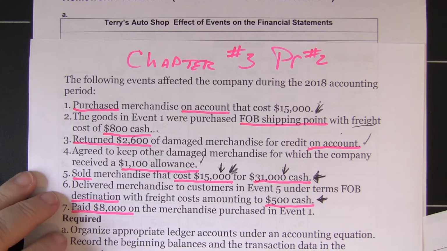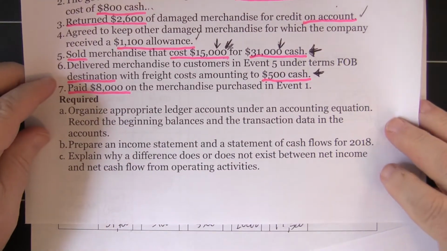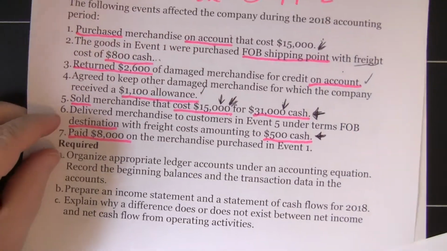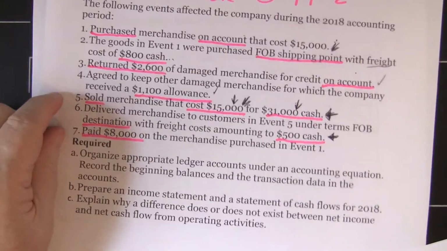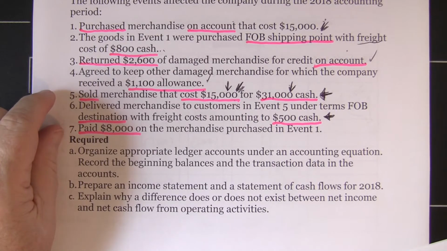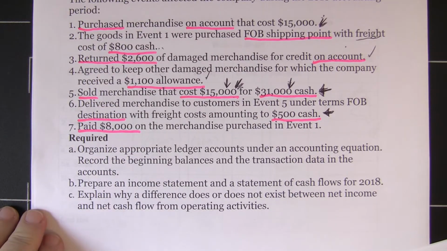Chapter 3, Problem 2, the concluding two parts. I call them 1 and 2. The book calls them B and C. Let's do what they ask. I don't care what you call them. Let's do part B. Prepare an income statement and a statement of cash flows for 2018.